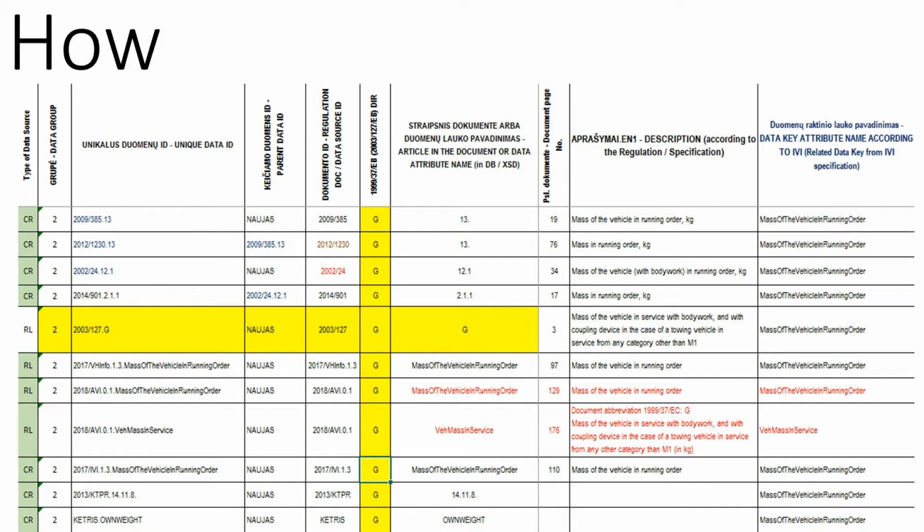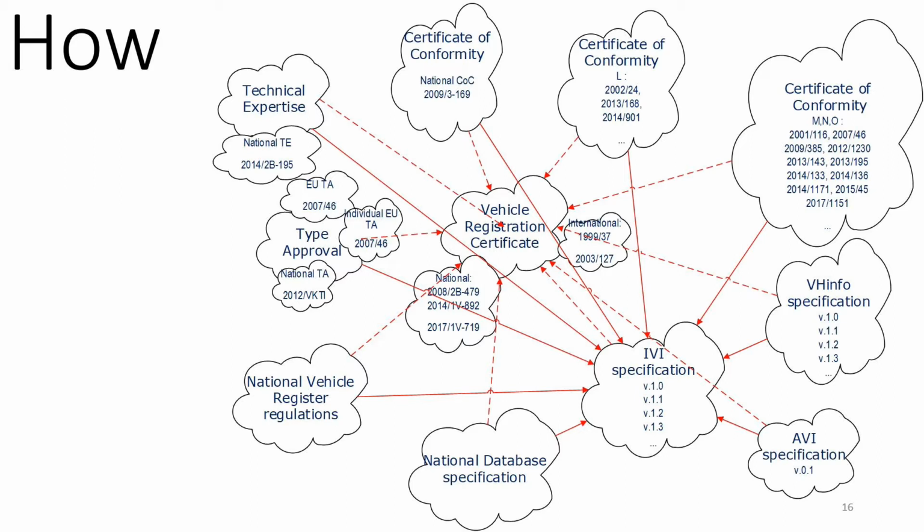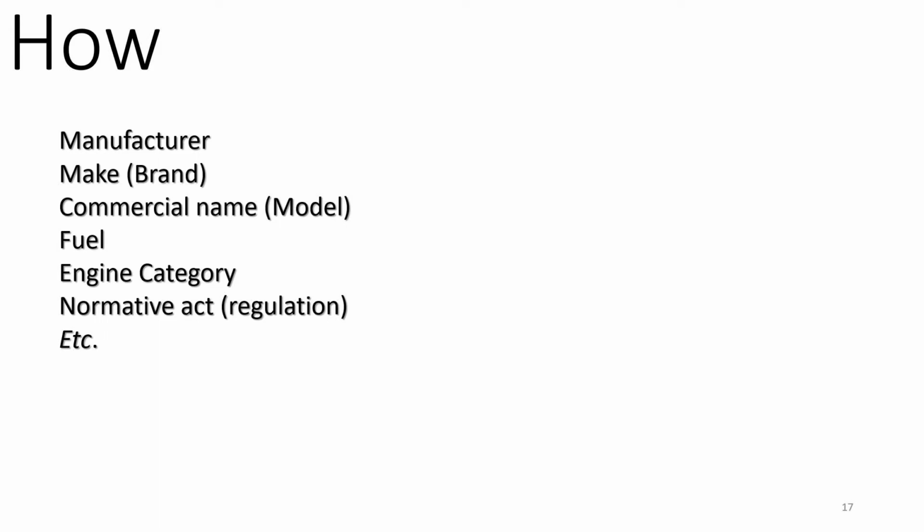On this slide you can find metadata record samples matching vehicle mass in running order from different data definition sources. You may also notice a possible conflicting situation that is marked in red. In our solution, we propose that the associated metadata records be interconnected exclusively through the data dictionary of the AVI specification and the list of data in the vehicle registration certificate. The exchange of classifier content data could include continuously updatable classifiers for such data as manufacturer, make or brand, commercial name or model, fuel, engine category, normative acts, regulations, and so on.